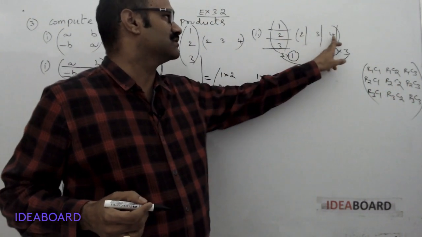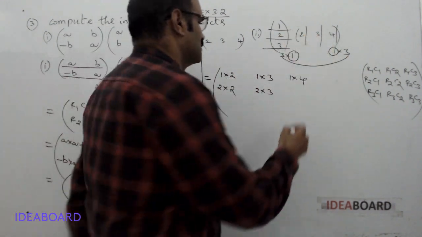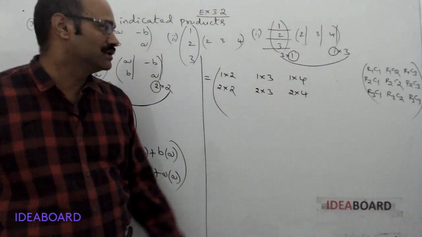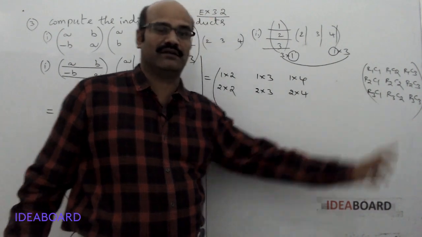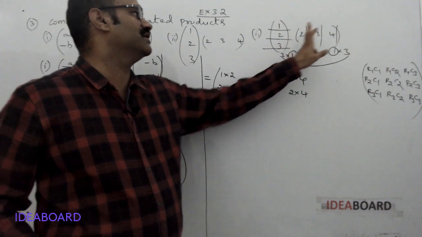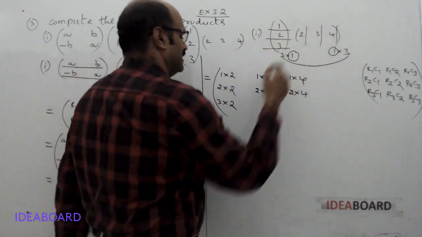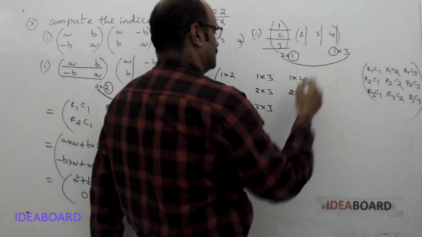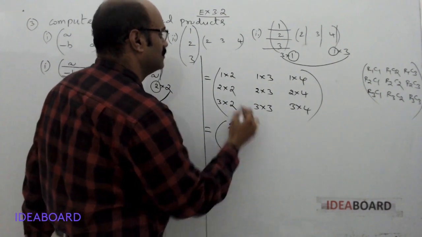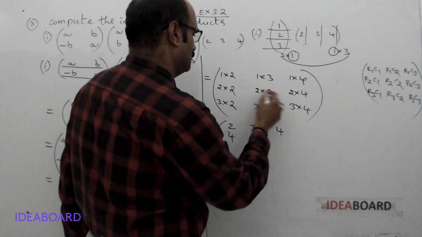So R2 C3, 2 into 4. There is only one element, so the corresponding element we have to multiply is 2 into 4. Now R3 into C1, R3 into C2, R3 into C3. So it implies 3 into 2, 3 into 3, 3 into 4. Hence, the answer is 2, 3, 4, 4.